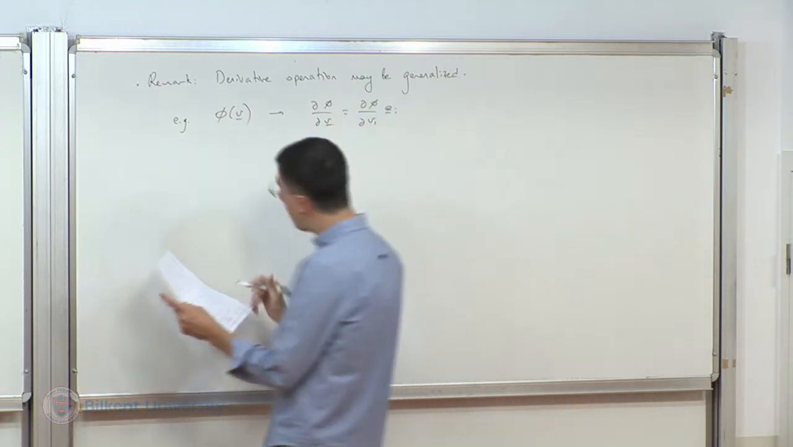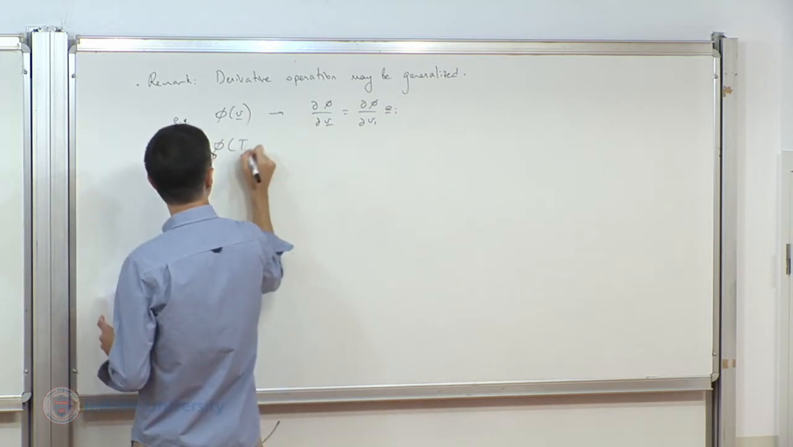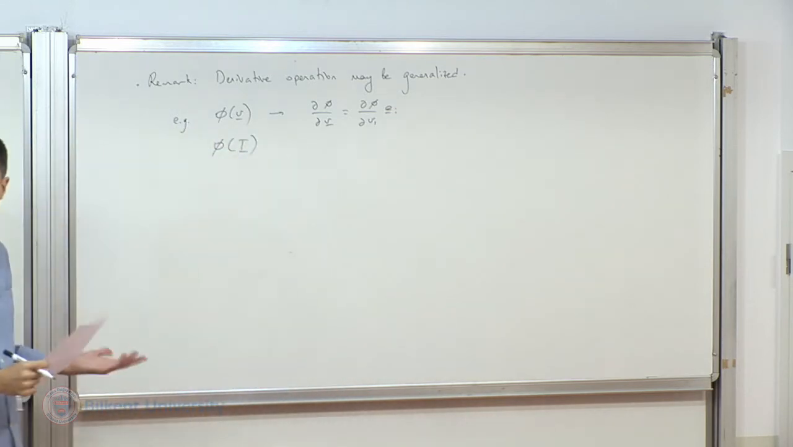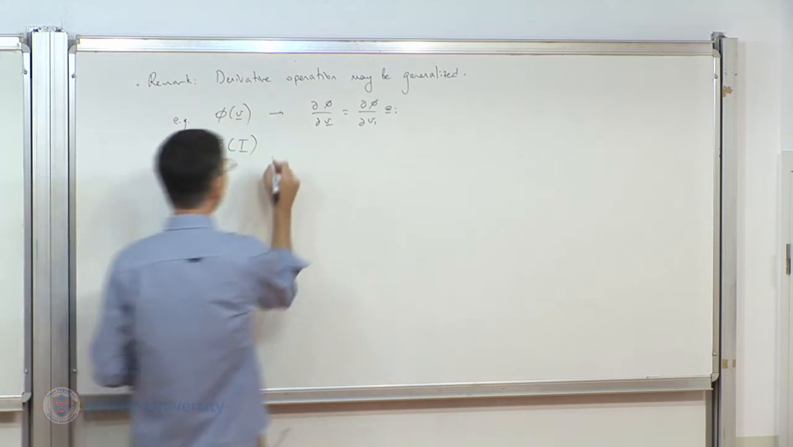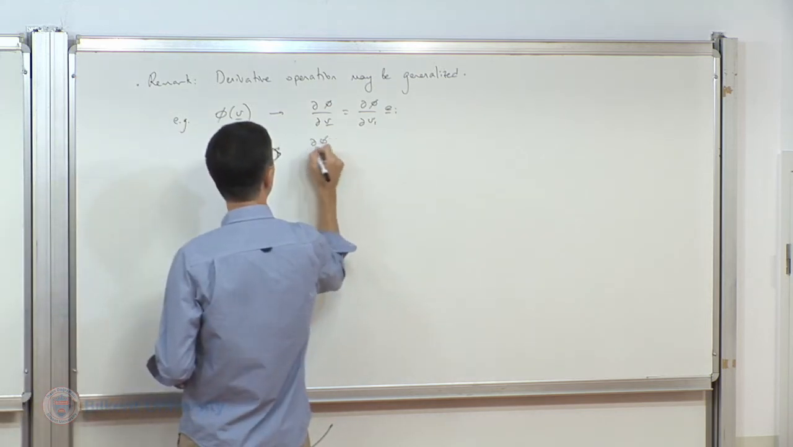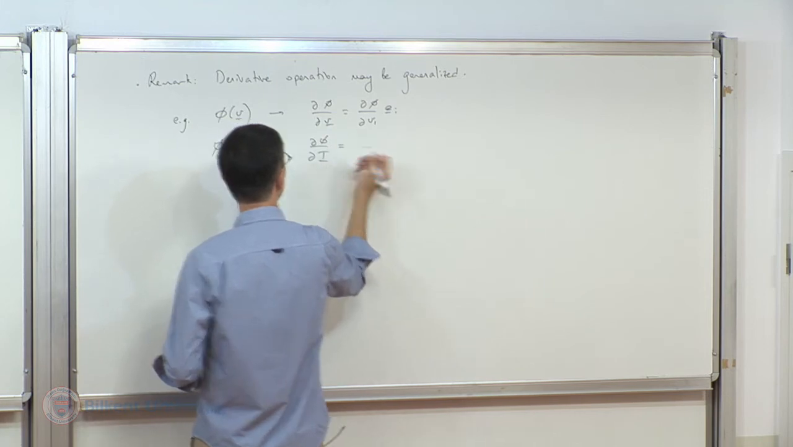Okay? I could have a dependence of a field on a tensorial quantity. And then I could go ahead and calculate the derivative of phi with respect to t.